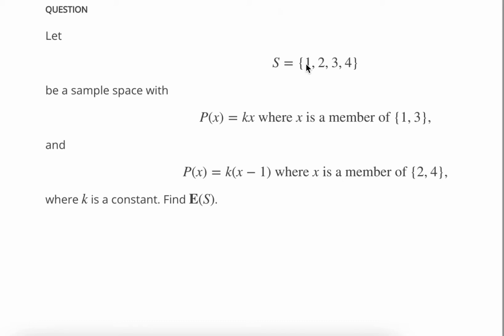S is the sample space. That means these are the possible values we could get from an event. Maybe it's like a lottery, and you could win $1 or $2 or $3 or $4. You're going to win, and those are all the possible options.